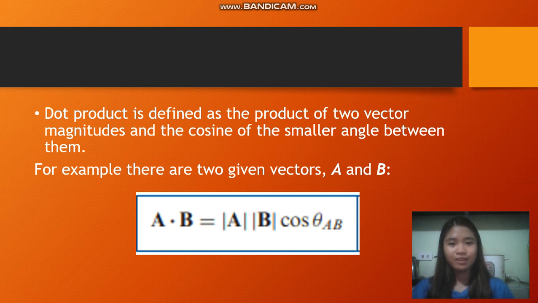So, ang dot product is defined naman as product ng dalawang vector magnitudes at yung cosine ng smaller angle between sa kanila. Dito, may example tayo na vectors A and B. So, A dot B is equal to the magnitude ng vector A times sa magnitude ng vector B times cosine theta, tapos yung angle ng A at B.